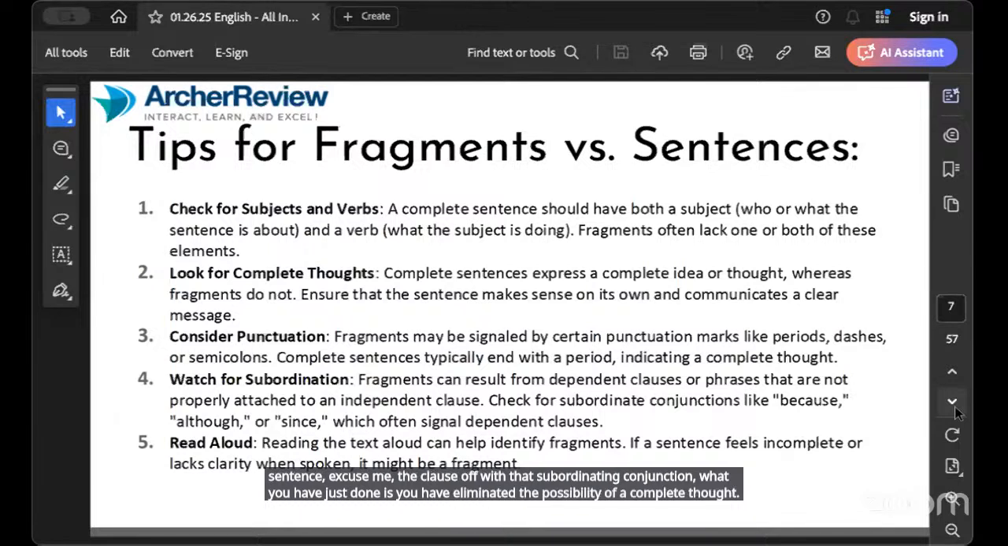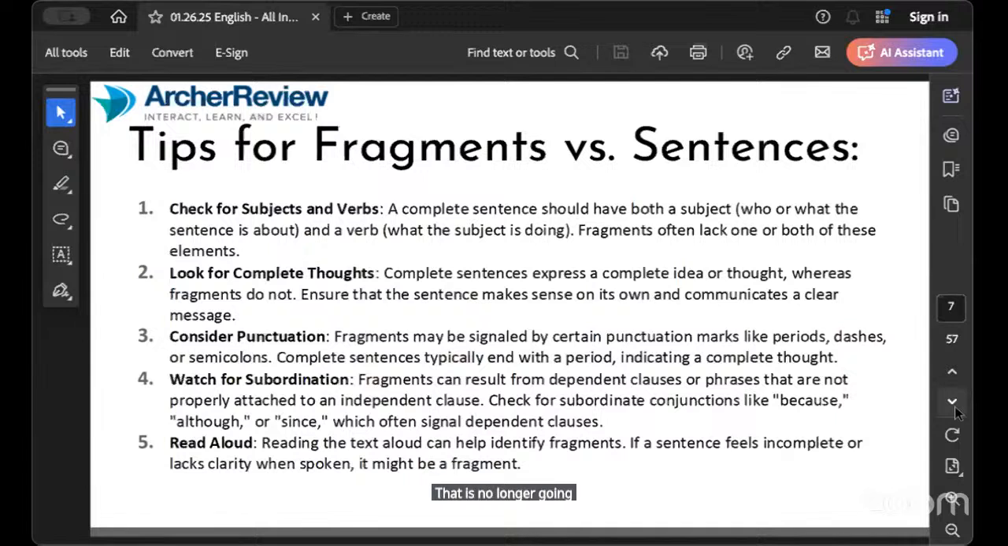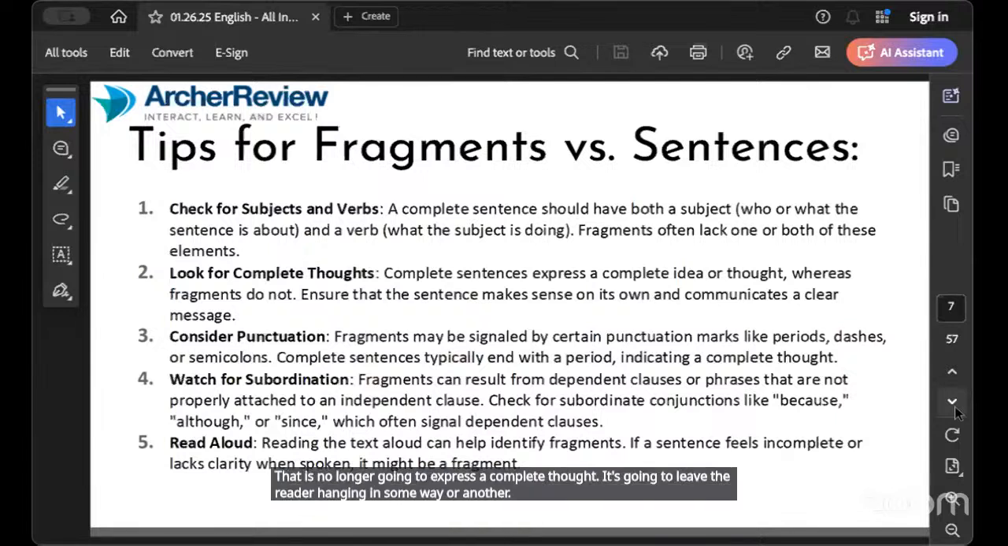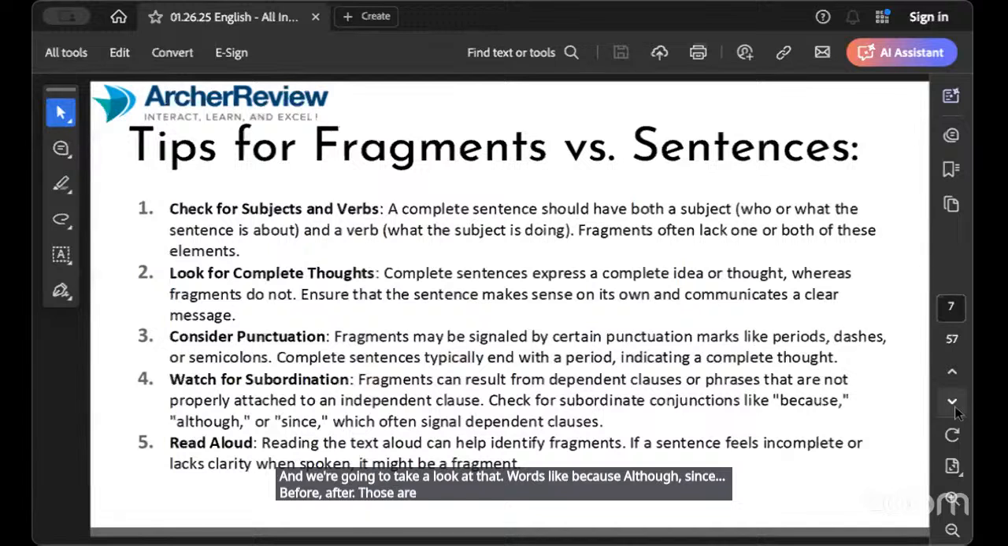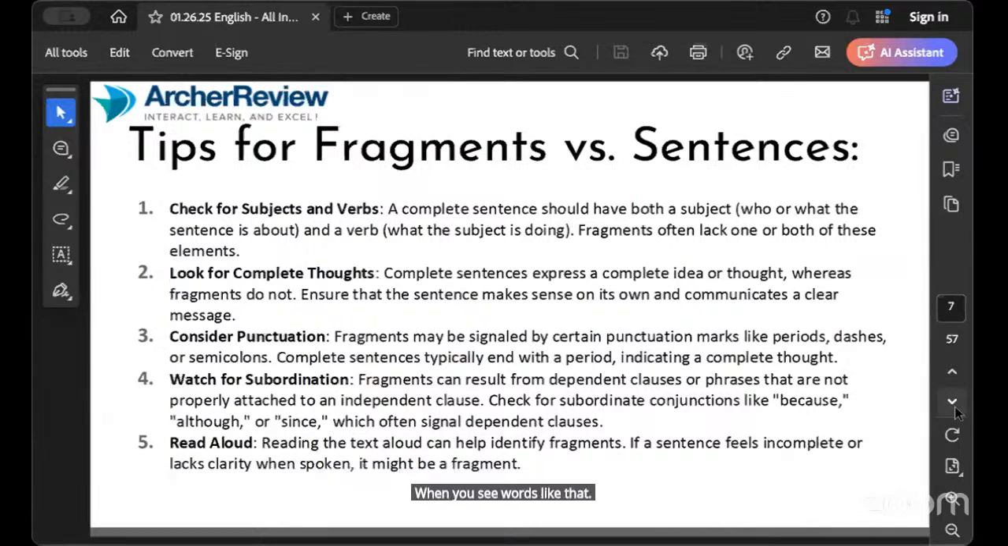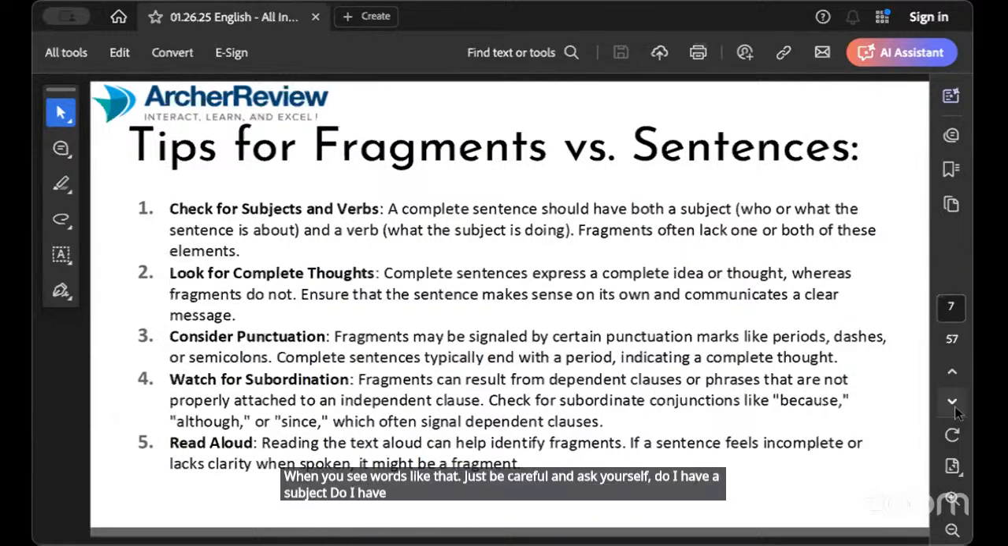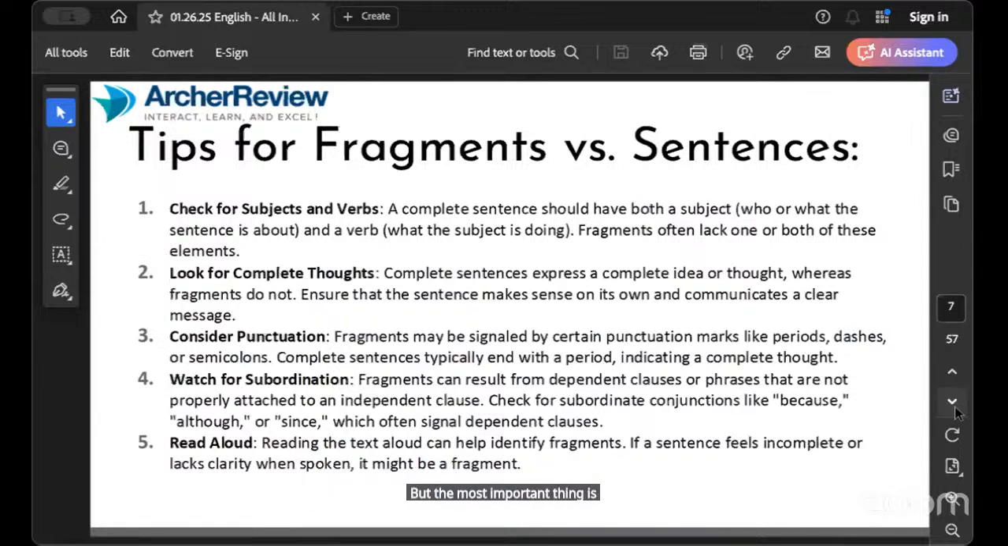That is no longer going to express a complete thought. It's going to leave the reader hanging in some way or another. And we're going to take a look at that. Words like because, although, since, before, after, those are very common subordinating conjunctions. When you see words like that, just be careful and ask yourself, do I have a subject? Do I have a verb? Now they will, but the most important thing is, do you have a complete thought?